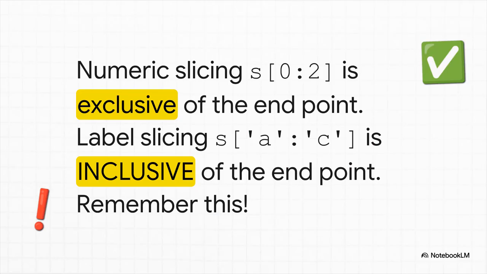Okay, everybody lean in for this one, because this is the number one thing that trips people up when they're starting out. When you slice using the numeric positions, the end number is not included. It's exclusive. But when you slice using your custom labels, the end label is included. This isn't just a weird quirk. It's a huge source of bugs if you forget it. Remember, numbers, end is out, labels, end is in. Knowing this will save you so many headaches, I promise.